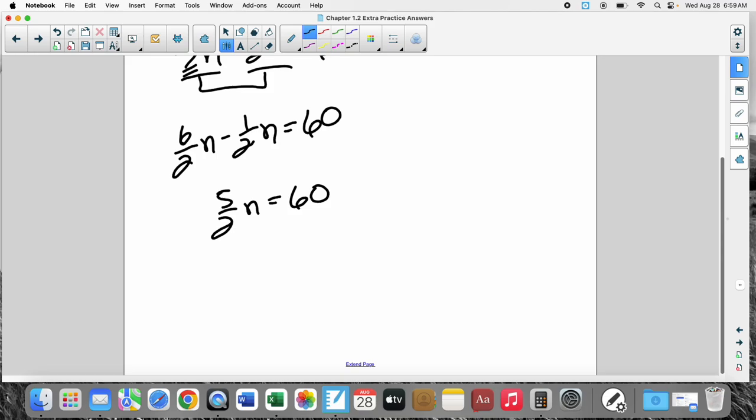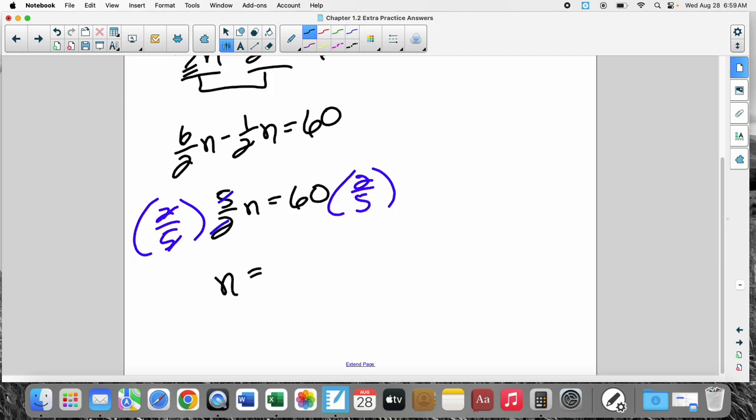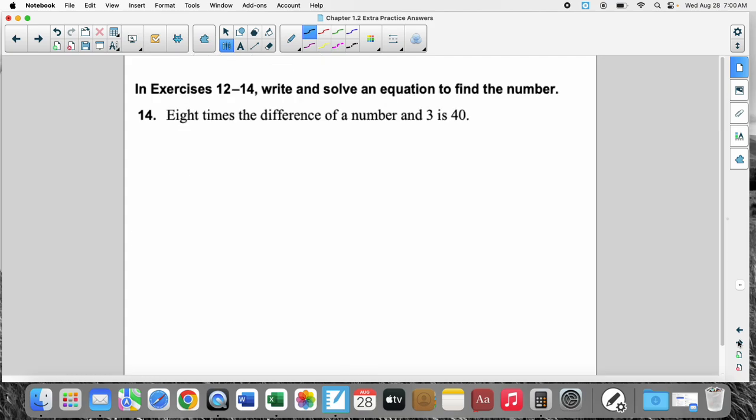And the inverse of multiplying by a fraction is multiplying by the reciprocal, because these cancel and you're left with n. That's how you get the value of n. 5 in the denominator, 60 in the numerator, that's 12. So we get 24. Don't make that 120 over 5 and then simplify. Use cross canceling. It will help you.